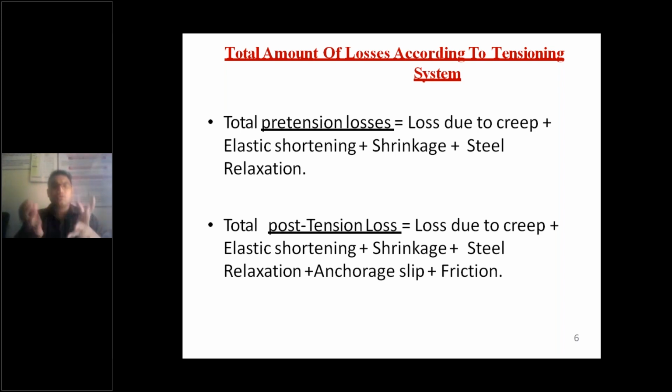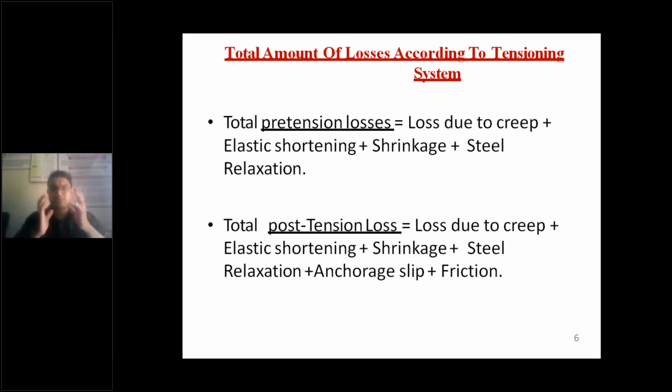So then what are the total losses in post-tensioning? Loss due to creep, loss due to shrinkage, loss due to elastic shortening, loss due to relaxation, loss due to anchorage slip, and loss due to friction. So that means all losses will be considered in post-tensioning, and only four losses will be considered in pre-tension. This is how the summation of losses is going to be calculated to get the effective stress which is actually induced into the member. Understand?